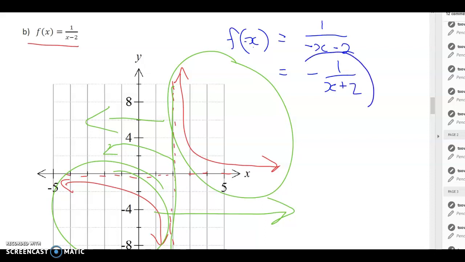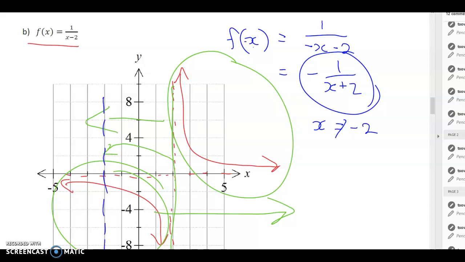So for this function here, x cannot be equal to minus 2. If I put minus 2 in there, it's going to be 0 in the denominator. It's not going to work out. So that's where my asymptote will be, at negative 2. And so there's that asymptote we were talking about at negative 2.